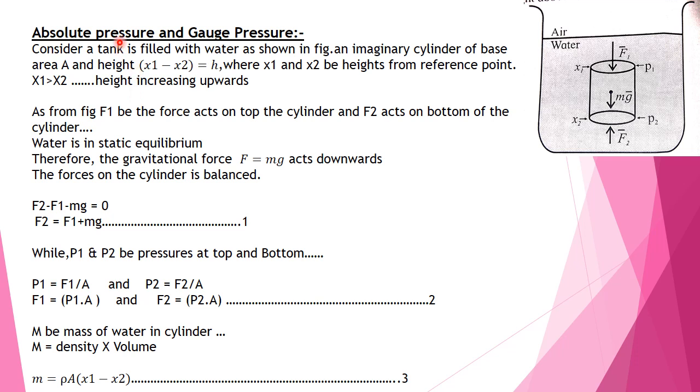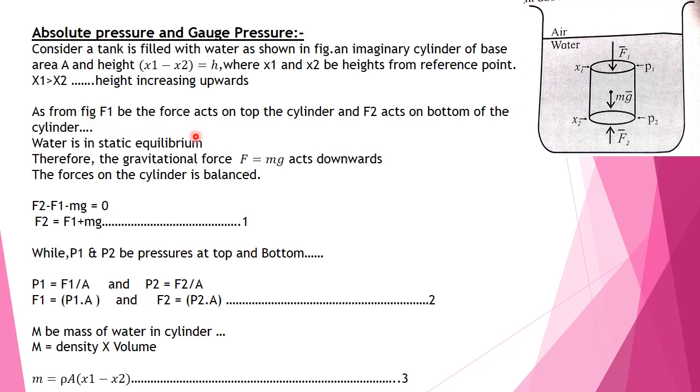We are going to study now absolute pressure and gauge pressure. As shown in the figure, there is an air-water interface. F1 is the force acting on the upper face and F2 is the force acting on the downward surface. Therefore, x1 minus x2 should be equal to h, where x1 and x2 are the heights of the reference points. This is the reference point. Therefore, x1 is greater than x2 as height increases in the upward direction. That's why x1 is greater than x2.